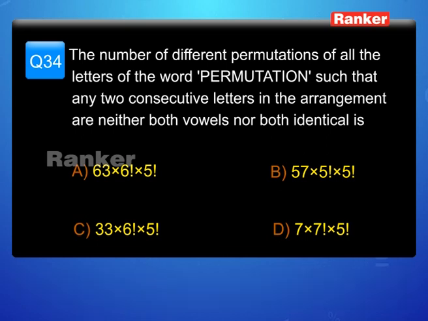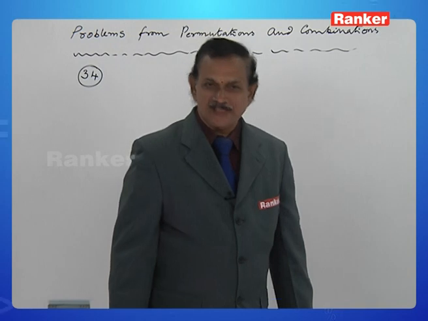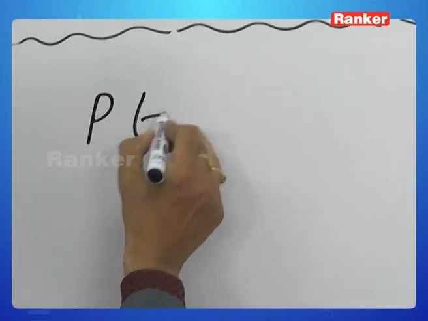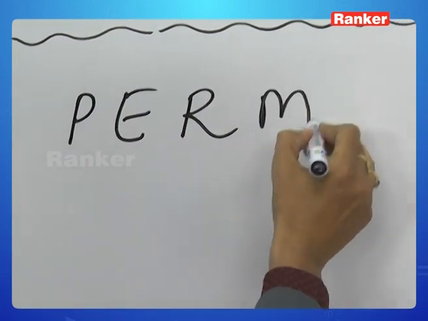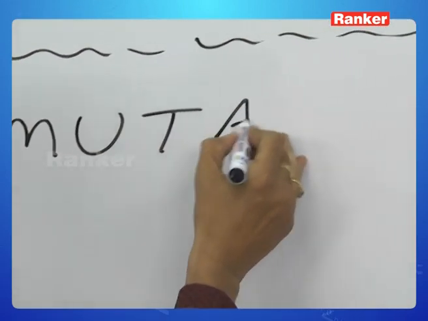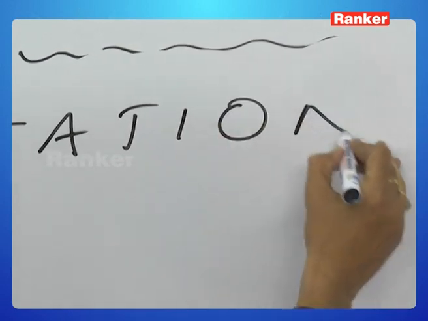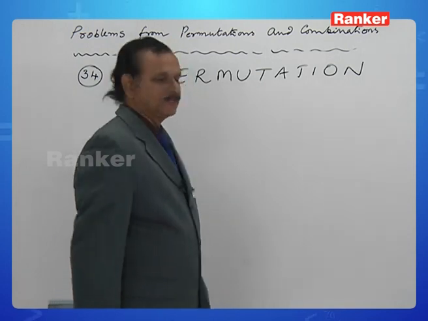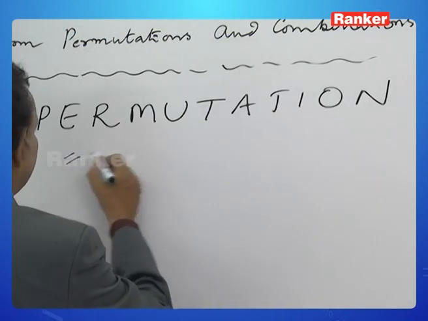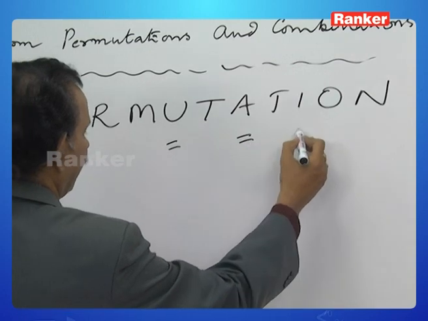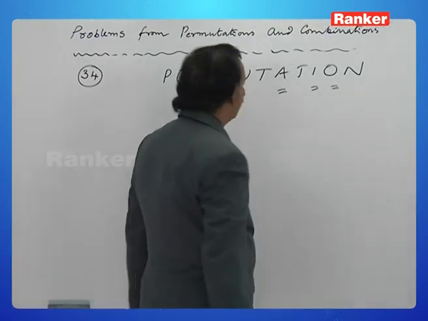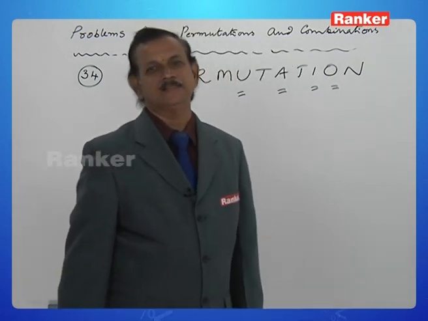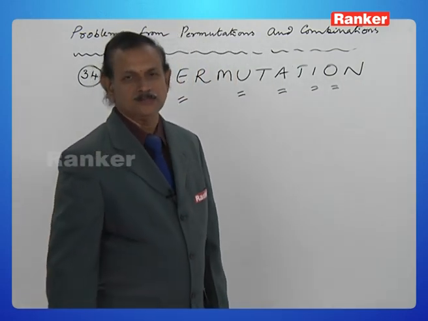Let us examine. What is the given word actually? The given word is permutation. What are the vowels here? E, U, A, I, O. All the 5 vowels of the English alphabet are involved here. This is a peculiar word.